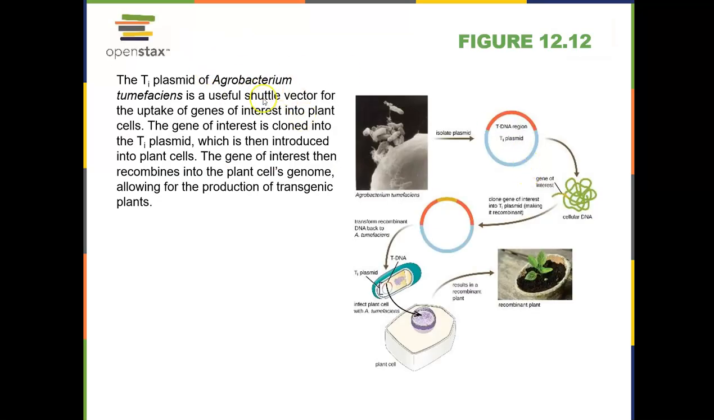A Ti plasmid, this is in Agrobacterium tumefaciens. It's a shuttle vector, and that's used in plant cells. So this one can actually do plant genes. It will be cloned into this Ti plasmid and then introduced into plant cells. So the gene of interest then recombines with the plant cells and is able to grow transgenic plants.